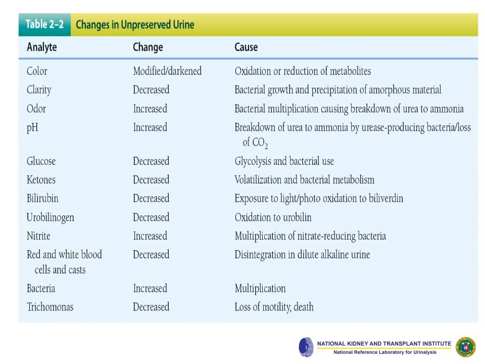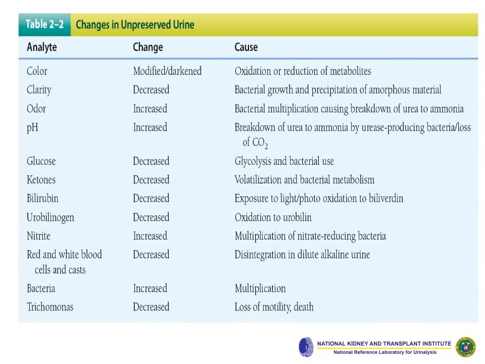pH is increased due to the breakdown of urea to ammonia by urease-producing bacteria or through the loss of carbon dioxide. Glucose is usually decreased because of glycolysis and bacterial use. Ketones are decreased because of volatilization and bacterial metabolism. Bilirubin is usually decreased because of exposure to light or photooxidation to biliverdin. Urobilinogen is usually decreased because of oxidation to urobilin.